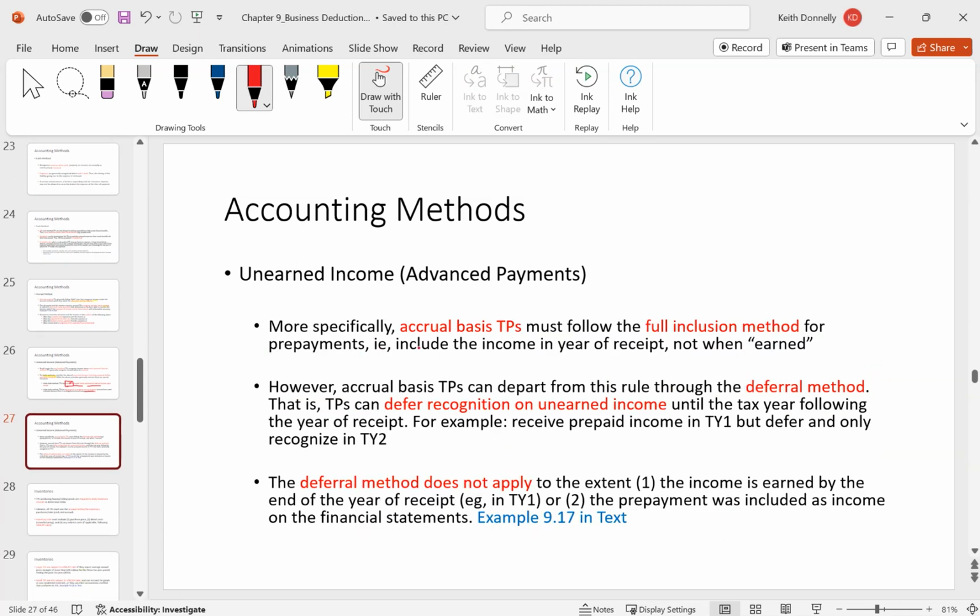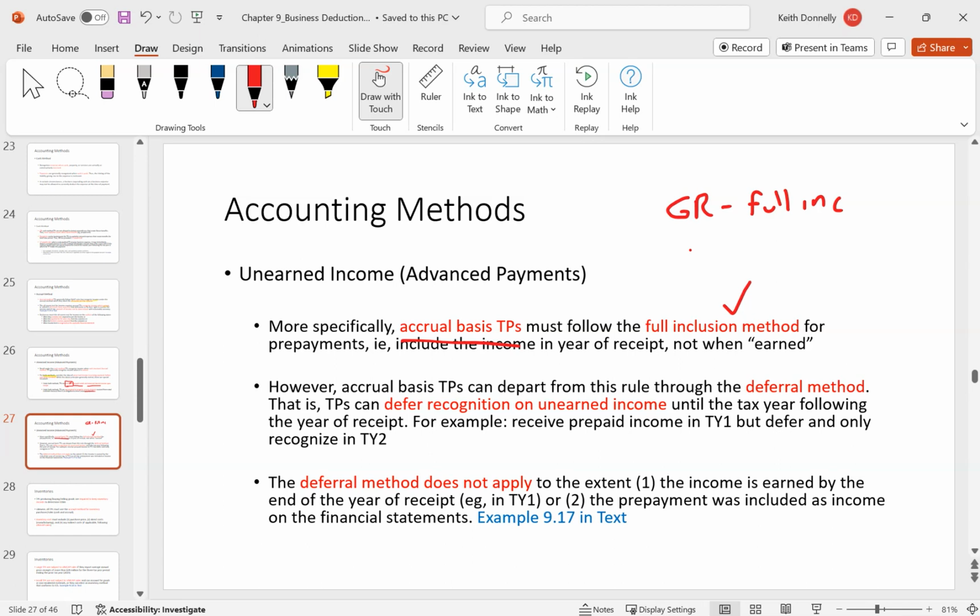Going back to accrual basis taxpayers, they have to follow the full inclusion method for prepayments. That is to say, included in the year of receipt, not when they earn it. However, accrual basis taxpayers can depart from this rule with the deferral method. That is, they can defer recognition on unearned income until the tax year following the year of receipt. So what's going on here? The general rule is going to be full inclusion.